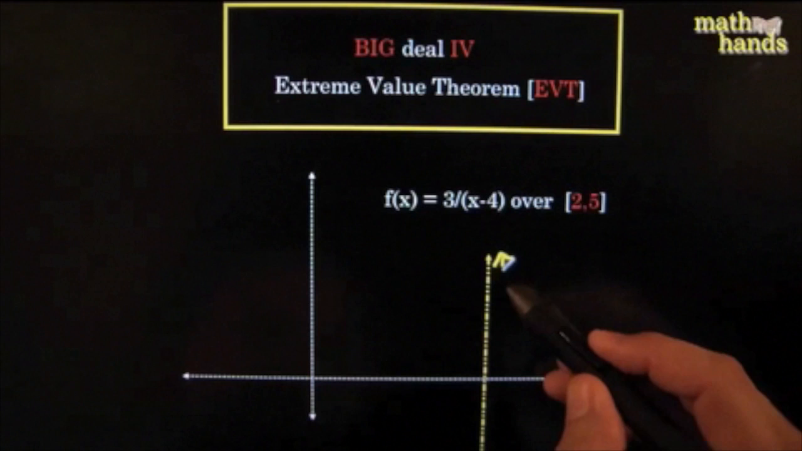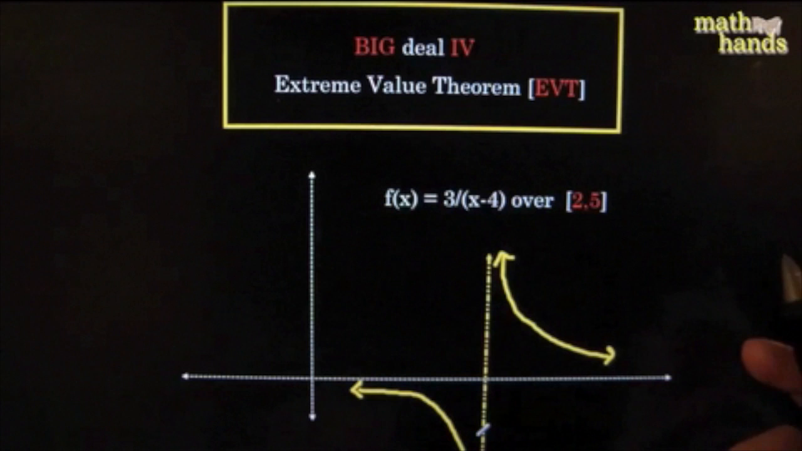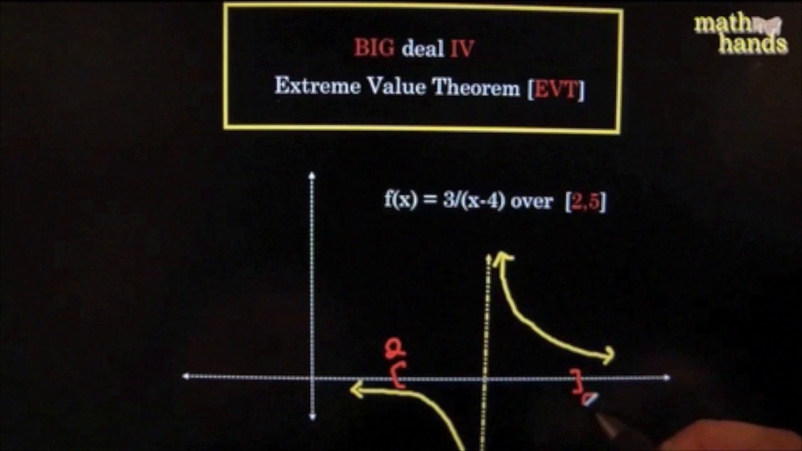It looks like an asymptote here. It really looks like 1 over x minus 4, which really looks like 1 over x shifted to the right 4. The 3 just changes the shape a little bit. And here are my values from 2 to 5. And I ask you, what's the maximum value?